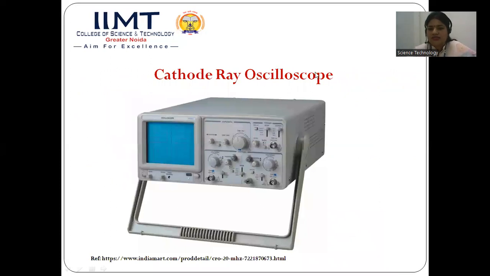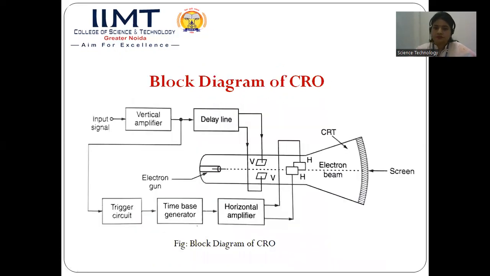So this is how a CRO looks. You must all have seen it in your labs. It looks like this. Here we have this blue color screen on which the waveform is being displayed. All these other components are the control panel, through which we can apply the input voltage, or we can control the frequency, the amplitude, or the phase shift between the waveforms. So this is the CRO which you use in your labs.